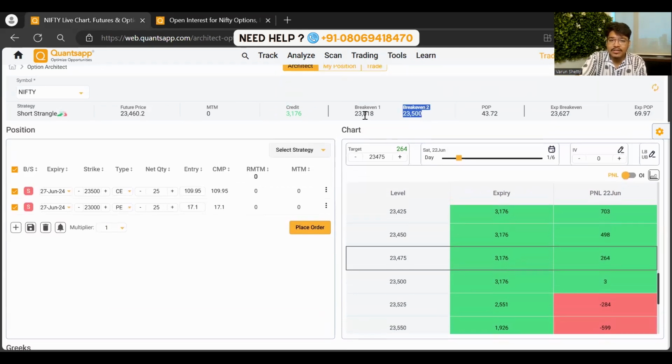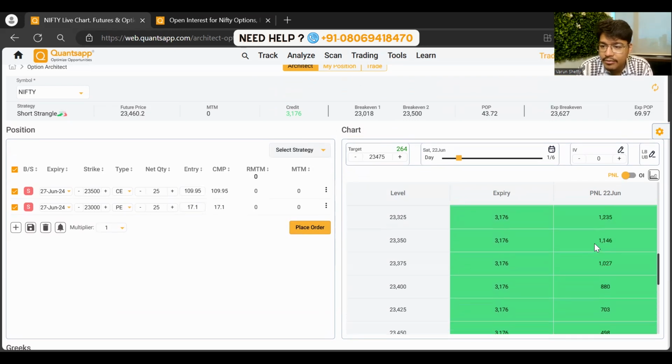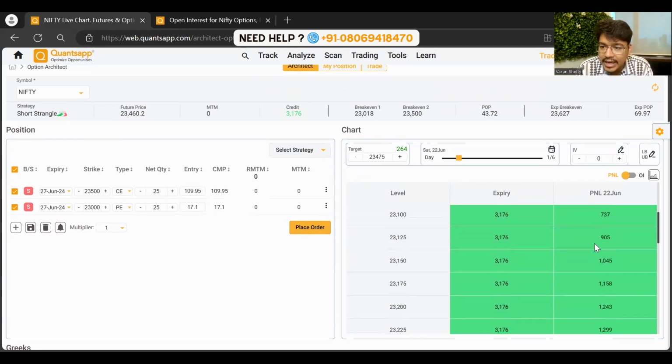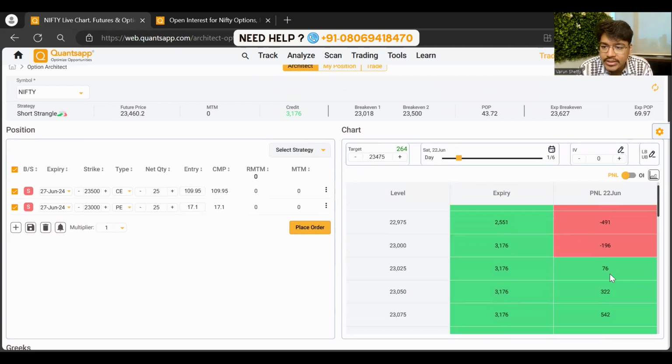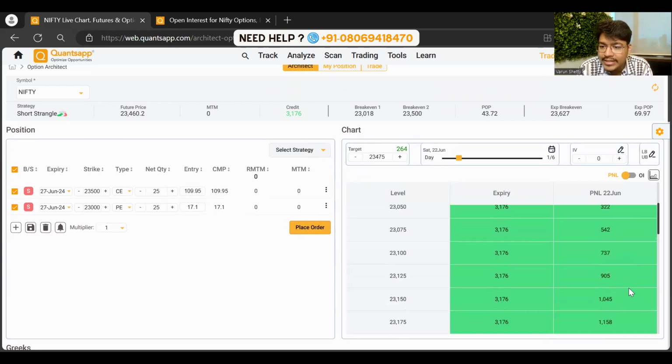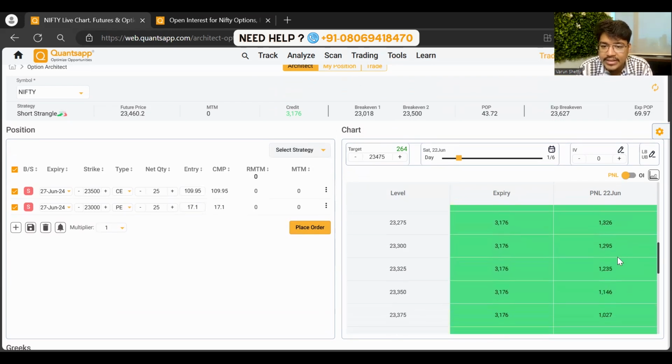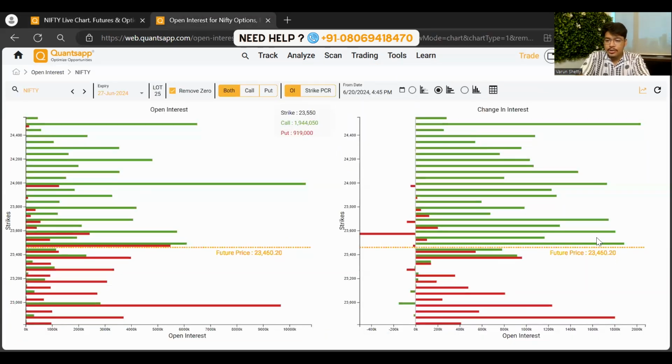Let's look at the break evens. Okay, so these are the break evens as of now. You can see this is something that you can keep in mind. Okay, so yes, this is something that will be really good because I'm expecting the market to fall down slightly tomorrow, right? So this is the PNL on 22nd of June, right? This is the general idea. Okay, so that is how you can use this.